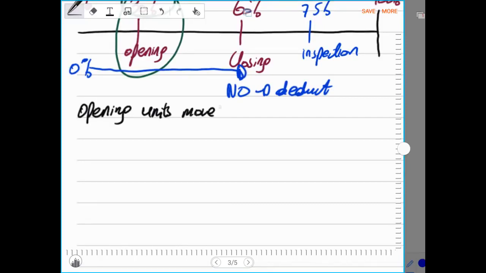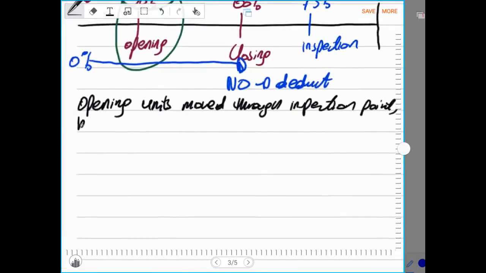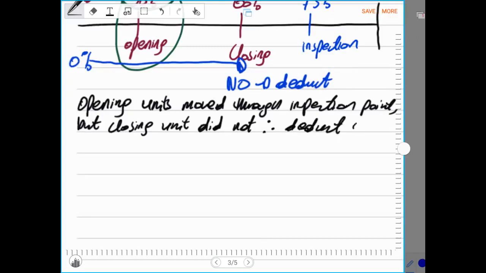Opening units move through the point of inspection, but the closing units did not. Therefore, deduct closing.